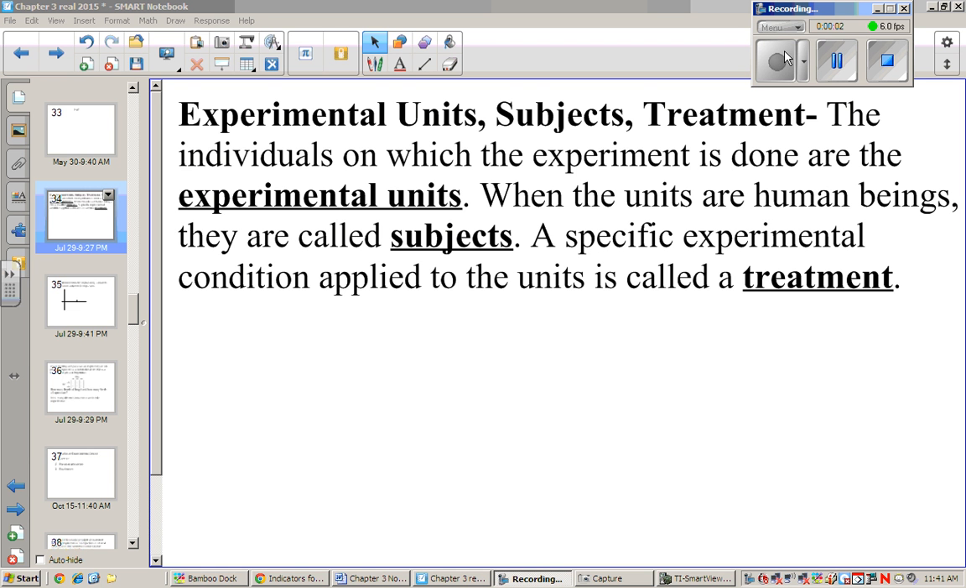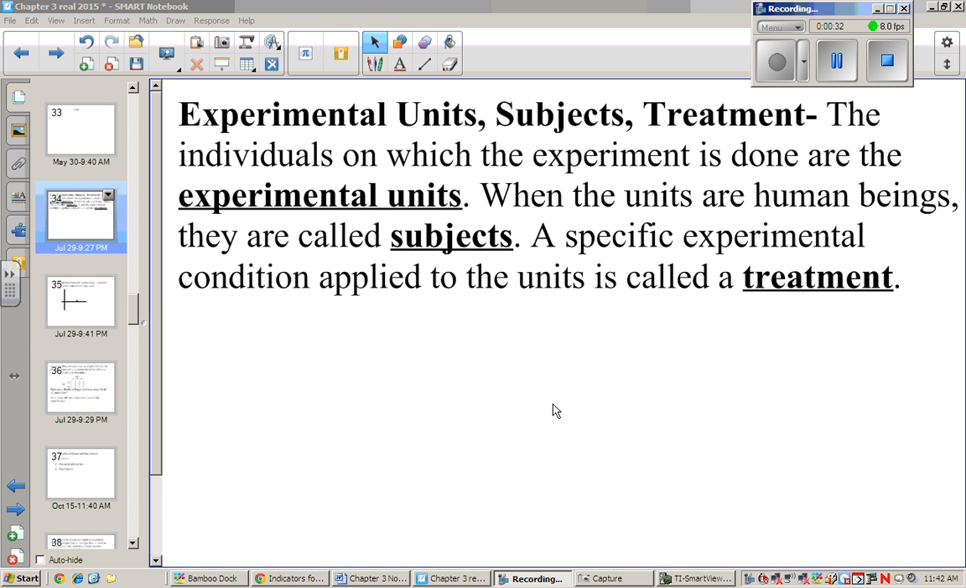Hello. Today we're going to look at some experiments rather than surveys or observational studies. Before we get into that, we have to know some words associated with it. The first ones are units, subjects, and treatments. The thing that you're going to do the experiment on, we call experimental units. But if those happen to be human beings, we call them subjects. The thing that we are applying to them we call a treatment.